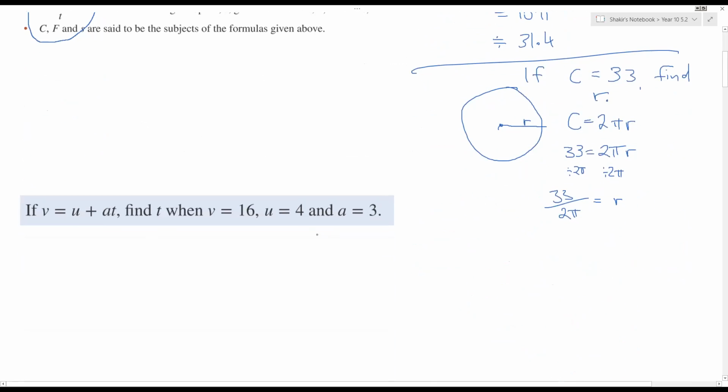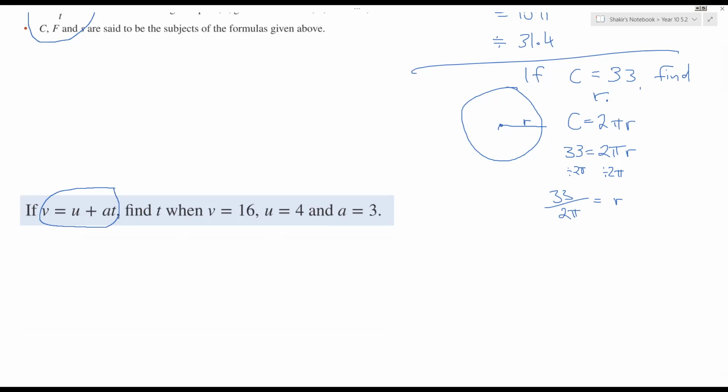So let's look at an example. If v equals u plus at, find t when v is 16, u is 4, and a is 3. Just a heads up, that's not a random equation. This is actually something that you'll do in physics, I believe, as well as 2-unit advanced maths and 3-unit maths. However, this question on its own is very much a year 10 level question, if not a year 9 level question. It's just basic substitution.